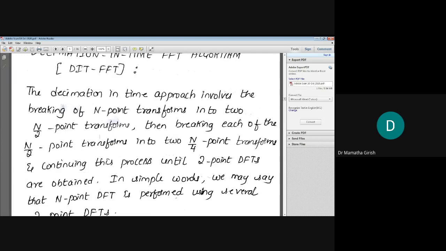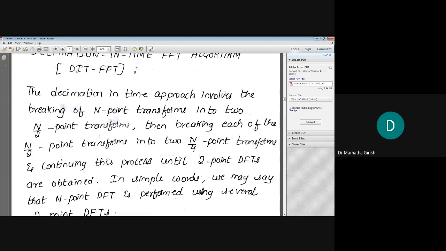As discussed in the previous class, in this algorithm the approach used is what is called the divide and conquer approach. So this decimation in time FFT algorithm basically involves breaking up a given N-point transform into two N by 2 point transforms. Once again, each of these two N by 2 point transforms will be split into two N by 4 point transforms, and so on.